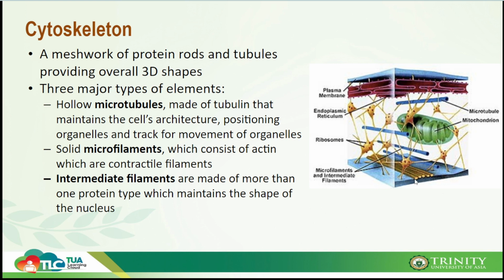Secondly, we have these things at the bottom, the ones in yellow. These are your microfilaments. And your microfilaments are made up of a protein called actin. And if you remember actin from your musculoskeletal system, they are contractile filaments. And lastly, it's not seen in the picture, we have your intermediate filaments. So intermediate filaments are not composed of only a single protein, they're composed of several proteins, which help maintain the shape of the nucleus. Let us now proceed to talk about the parts of the chromosome.